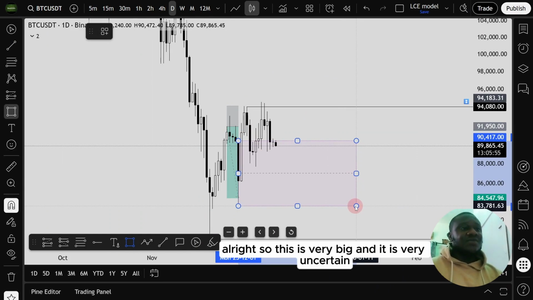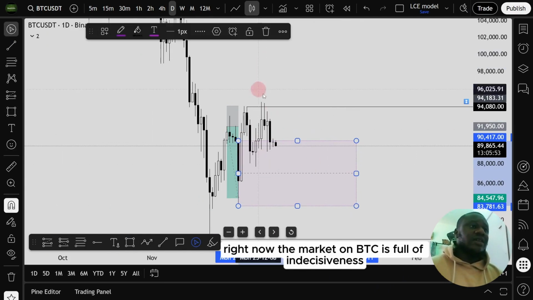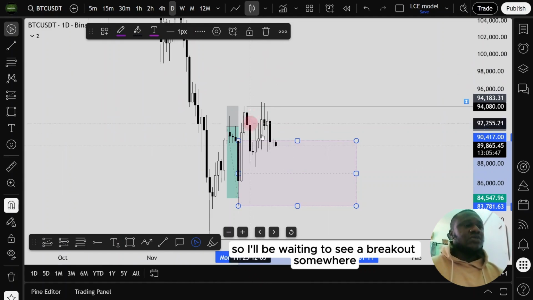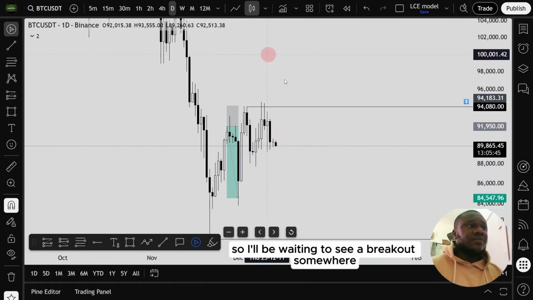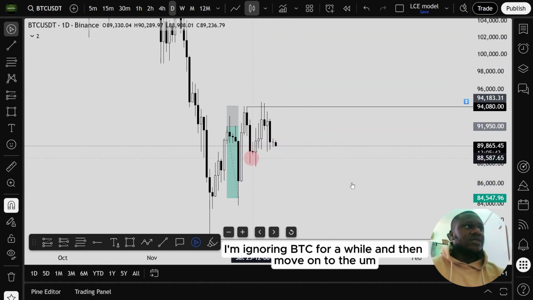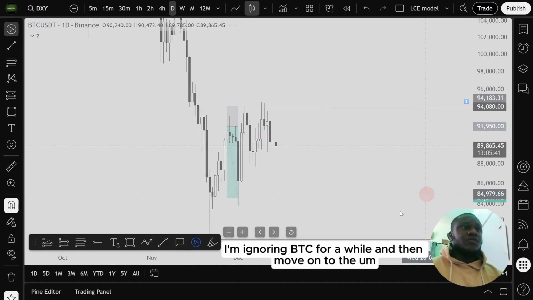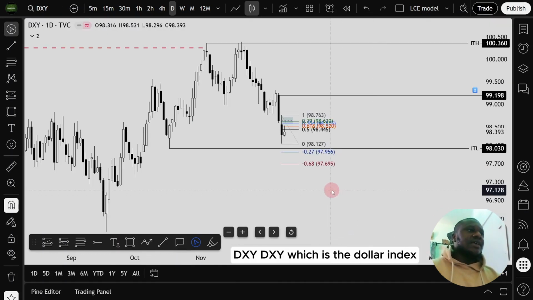Alright, so this is very big and it is very uncertain right now. The market on BTC is full of indecision. So I'll be waiting to see a breakout somewhere. I'm ignoring BTC for a while and then move on to the DXY.